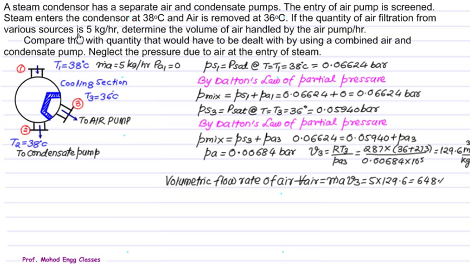The mass flow of air is 5 kg per hour, and we can convert the mass flow into volumetric flow rate by multiplying the mass flow with the specific volume at section 3. So the volumetric flow rate of air, or the capacity of the air pump, is the product of mass of air multiplied by specific volume, 5 multiplied by 129.6. So the flow rate will be equal to 648.1 meter cube per hour.